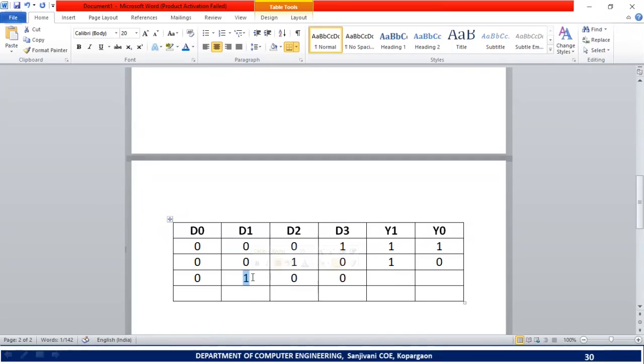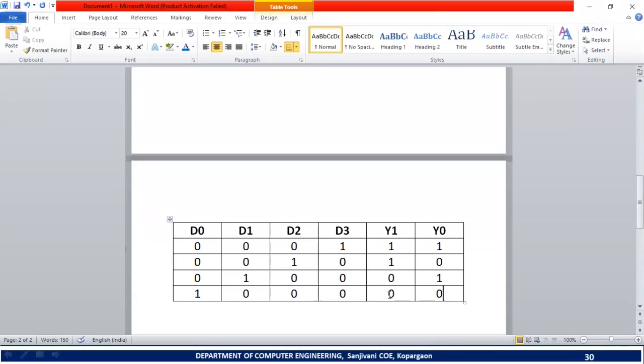D1 is active. So it is binary code that is equivalent to 1, that is 0 1. Okay, now last case, suppose D0 is active and others are 0. In that case what will be the output here? So here output will be 0 0.